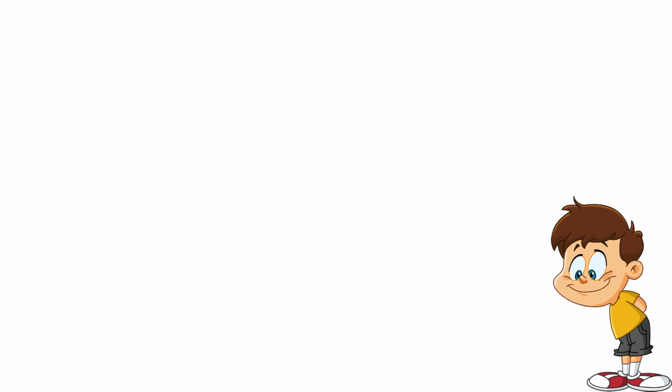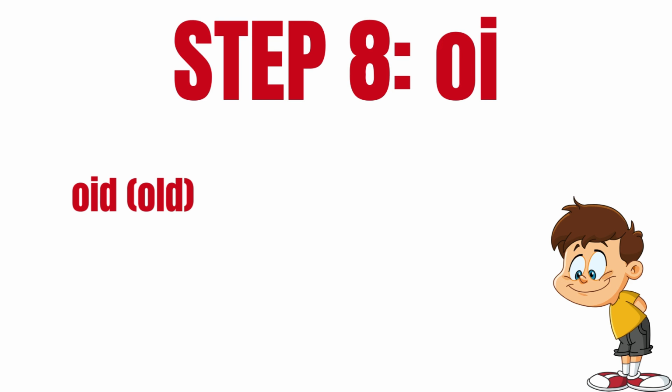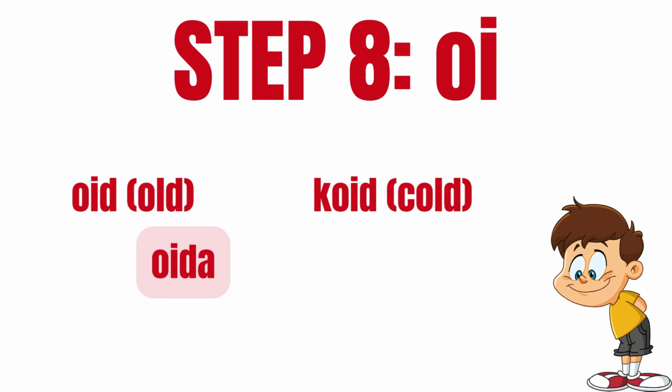Now let's go on to our 8th step, oe. We find this sound in oed, meaning old, coed, cold, or the famous Austrian word oeder. If you just use oe, it also can mean downwards, oe or ovi.